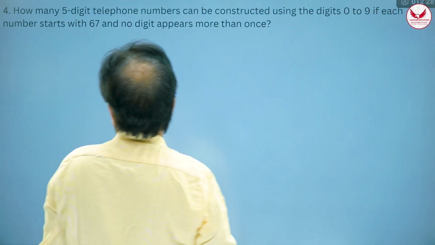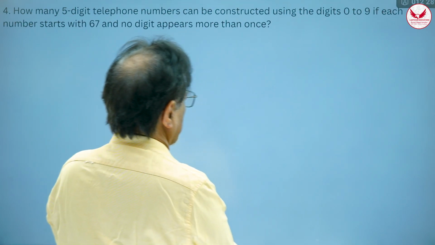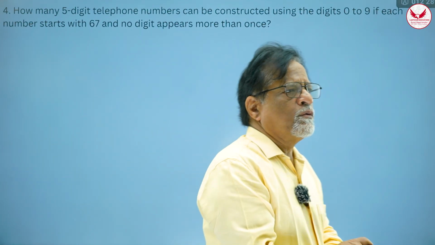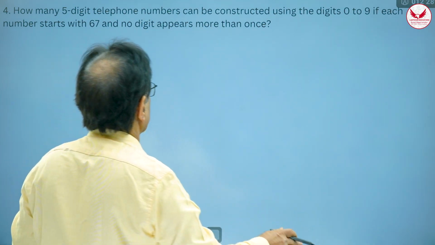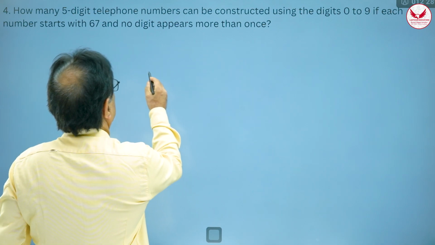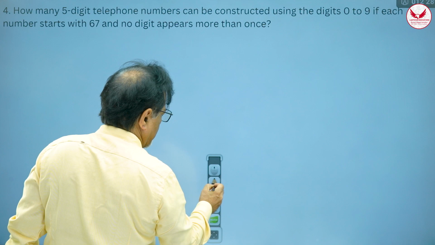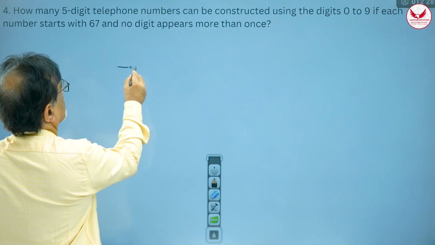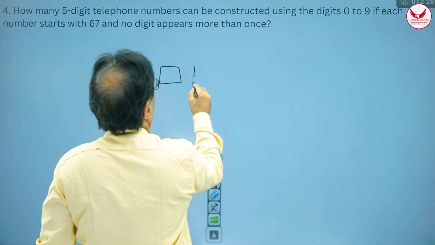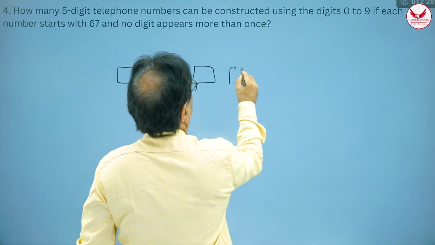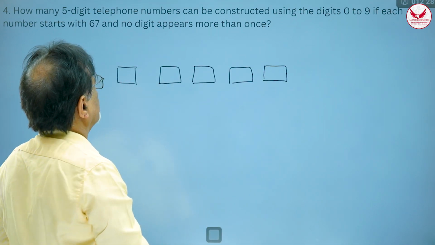Okay, now let us decode this problem. How many 5-digit telephone numbers? So how many digits are used for this telephone number? 5 digits. That means one thing is clear: there are 5 jobs to be done, which means 5 boxes are to be filled. Box 1, box 2, box 3, box 4, box 5. So this is a 5-digit telephone number.